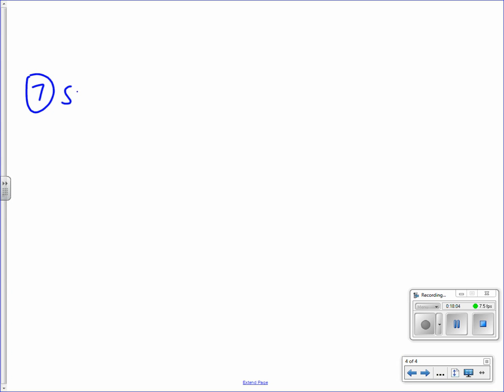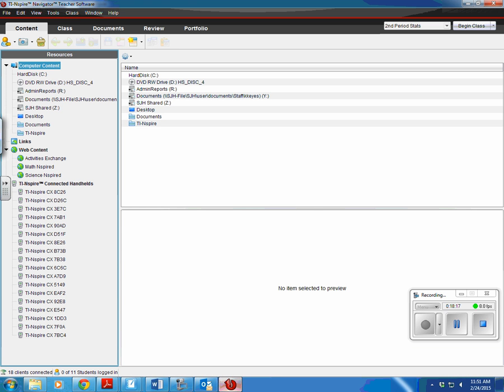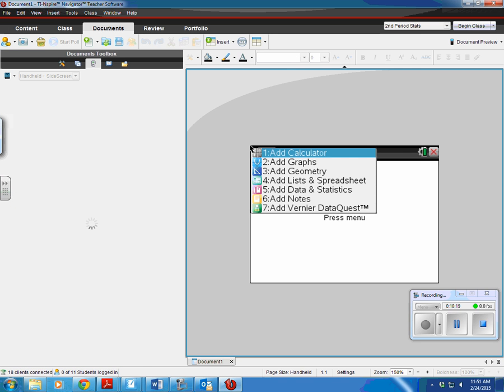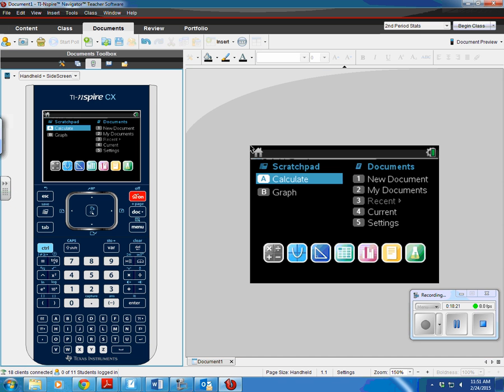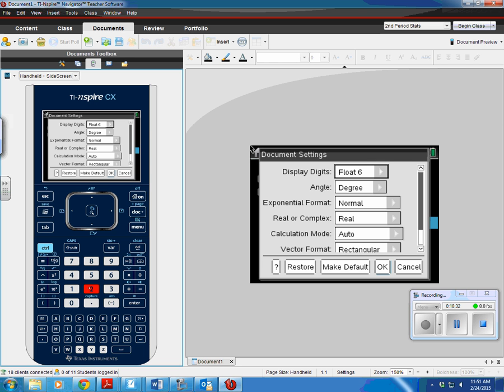All you have to do is use your calculator to find the sine of 9 degrees, but you want to make sure that your calculator's in the right mode. So everyone, I want you to follow these instructions with me, okay? Go to the home screen. Go to settings, which is number 5. Go to document settings, which is option 2. And make sure the angle, which is the second option down, is in degree, not radian.